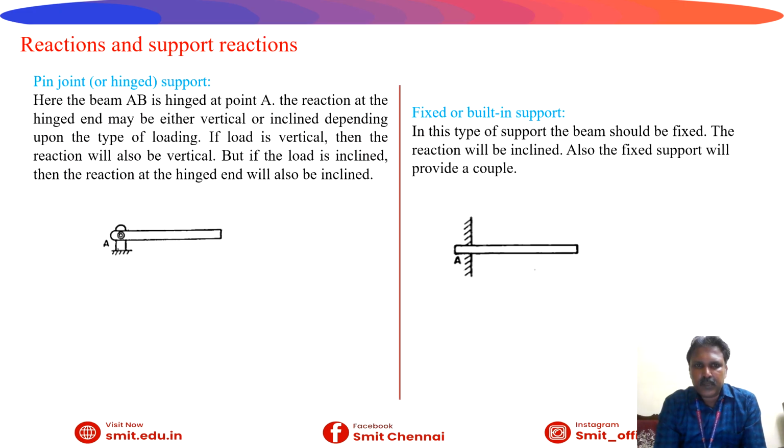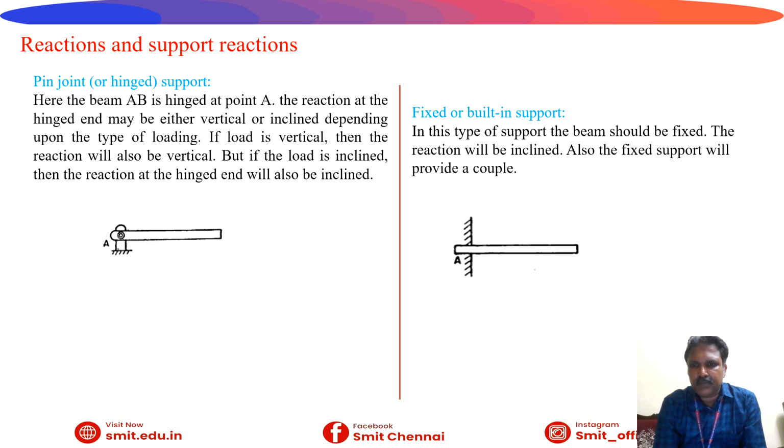Pin joint or hinged support. Here the beam AB is hinged at a point A. The reaction at the hinge may be either vertical or inclined depending upon the type of loading. If the load is vertical, then the reaction will also be vertical. If the load is inclined, then the reaction at the hinged end will also be inclined.